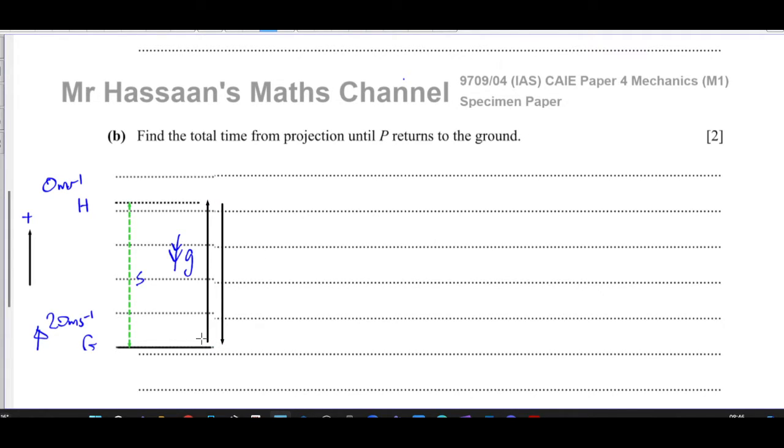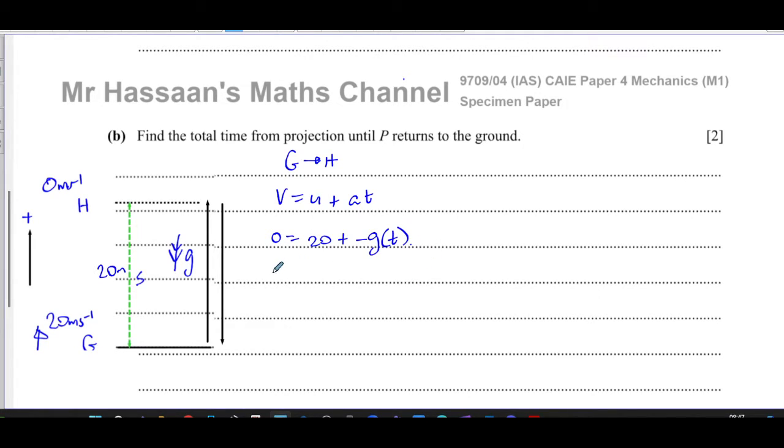It says find the total time from the time it was projected until it returns to the ground. Now, there's numerous ways we can do this. We know S is 20 meters. We can find the time it took to get to the top and double it, and that's pretty simple. We could use V equals U plus AT. We know V is 0 from G to H, U is 20, and A is minus g, and we're going to find what t is.